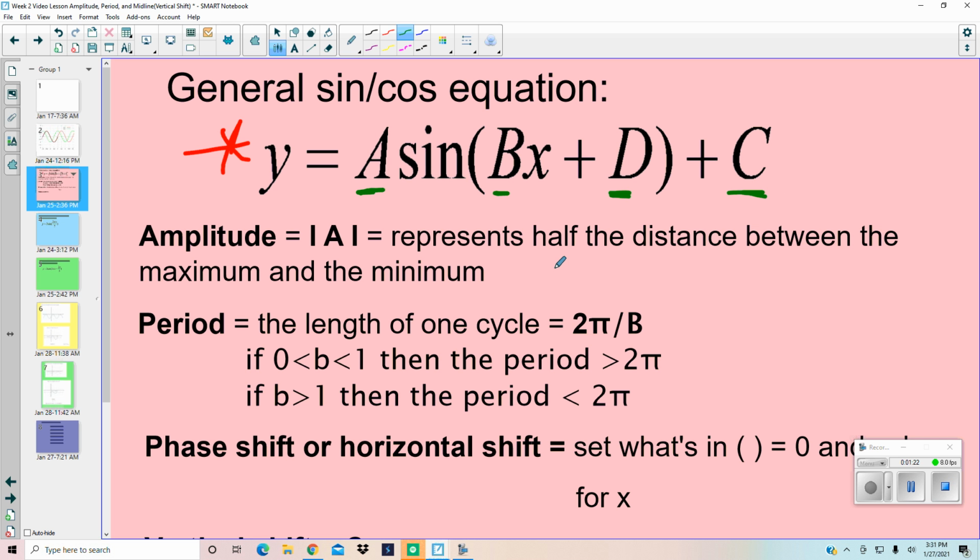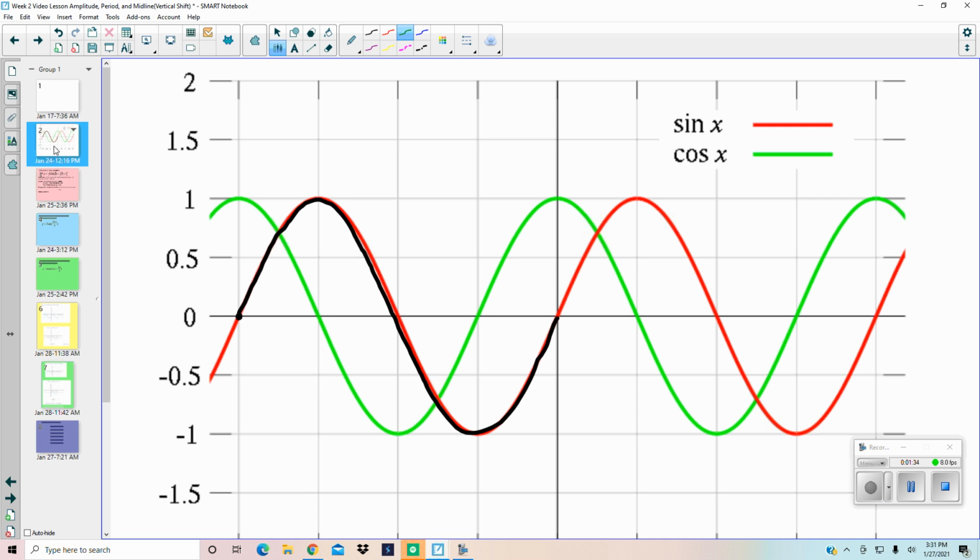The amplitude means you take the absolute value of a because it's referring to a distance, and it represents half the distance between the maximum and the minimum. So if I go back up here and show you the amplitude, the full distance between the max and the min you can see is this much. So half of it would be just this much. So that would be the amplitude for that function.